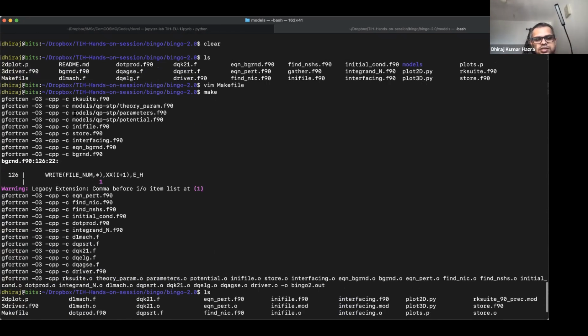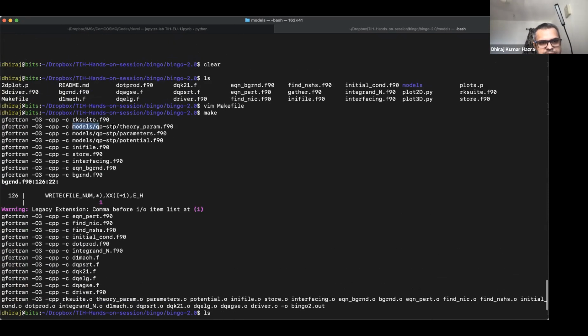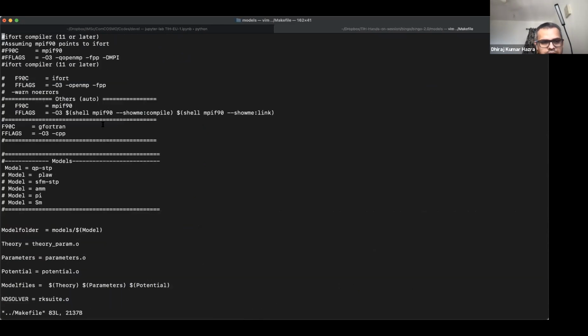Now, in each model, let's go to the model folder, and let's say I am using QPSTP. Let's see what is there in the makefile. If you need to use a model, you just have to comment out the other parts and then uncomment that part. For example, I am using QPSTP. I have removed this hash from the QPSTP. If I'm going to use power law, I'm going to comment this part and uncomment this one. That is how it works.